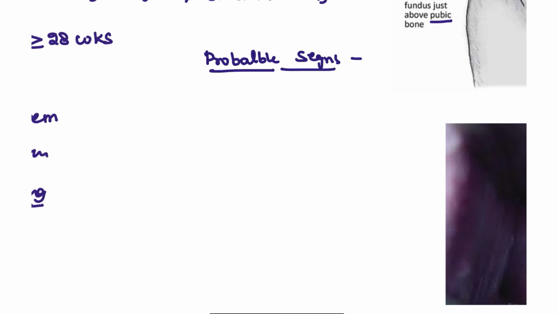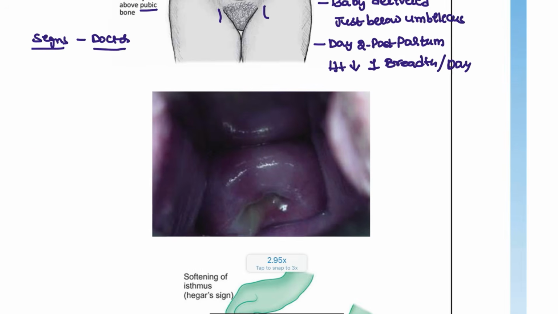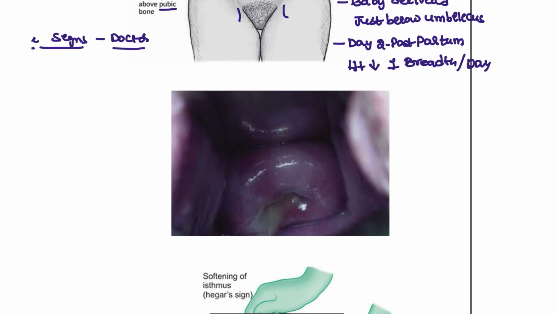Okay, so this is what the doctor, or the examiner, is going to explain to the patients: what are these signs. And the picture that you can see, this image-based question is asked in our FMGE exam. This is seen at 8 weeks.